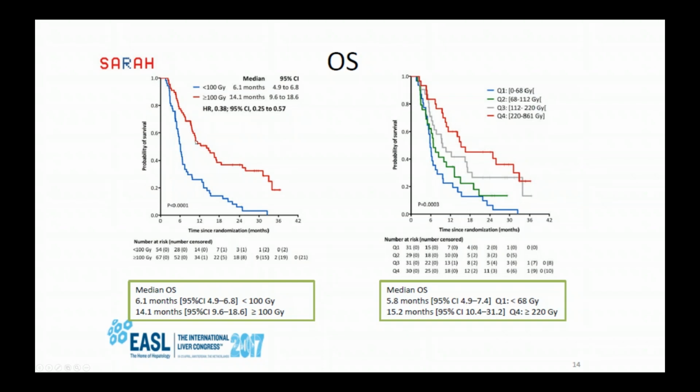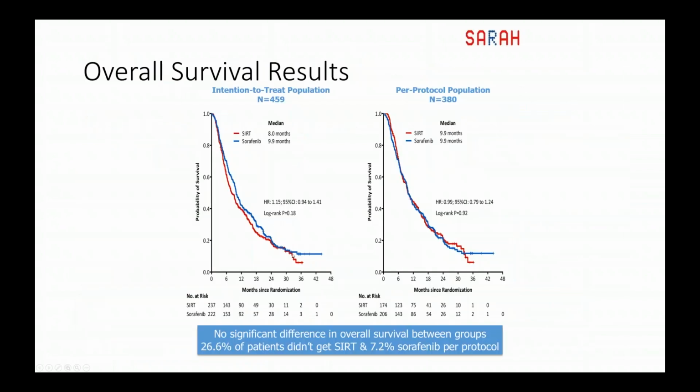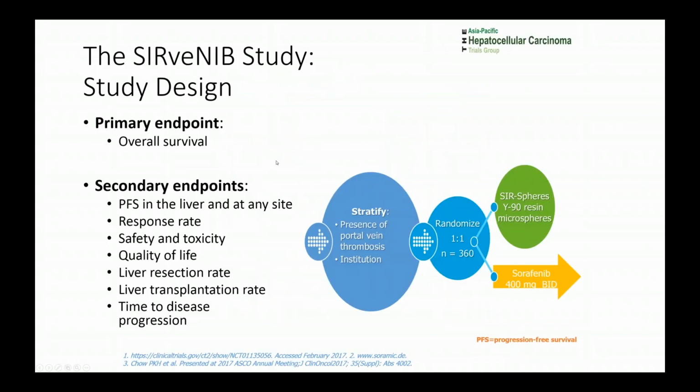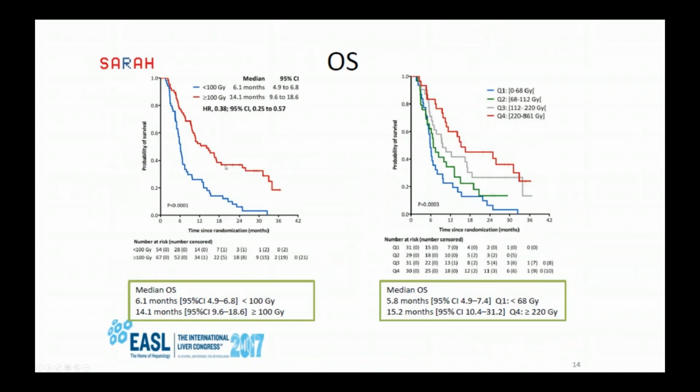If you go back to this slide, median survival in this patient population was 8 to 10 months, depending on SIRT versus sorafenib. But if you look here, the patients that received SIRT and achieved at least 100 gray in the tumor compartment actually lived significantly longer. And what it also showed is patients that didn't receive enough dose actually lived less. So you may have actually been doing harm to these patients.